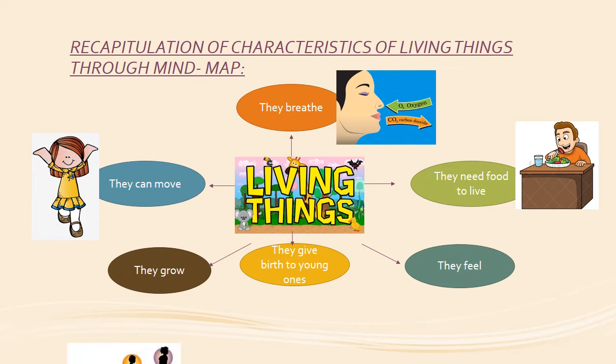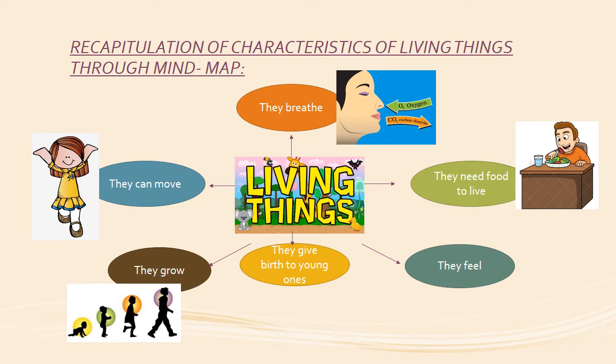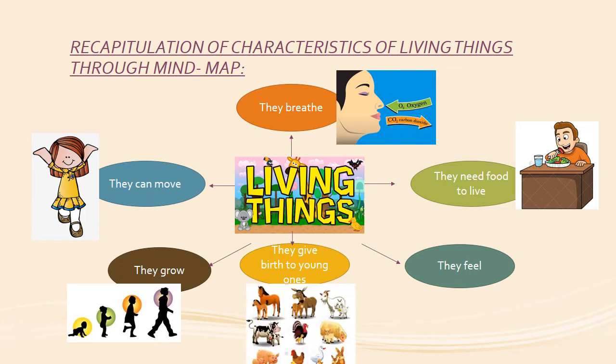The fourth characteristic, they grow. Here, you can see an infant grows into a kid, then a teenager, an adult, and finally into an old person. The fifth characteristic, they give birth to young ones, meaning they produce their similar ones. The young one of a cat is a kitten. The young one of a tiger is a cub. Duckling is the young one of a duck. Calf is the young one of a cow. Puppy is the young one of a dog. Lamb is the young one of a sheep.